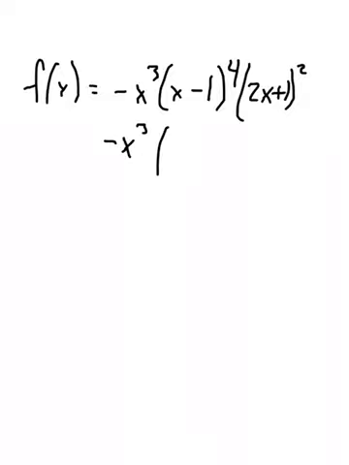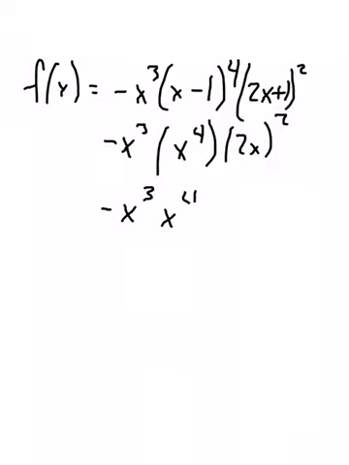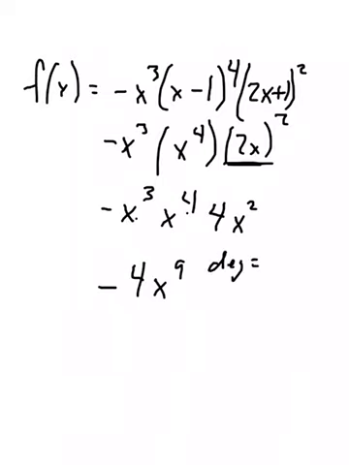So I have a negative x cubed, I have an x to the fourth, I have a 2x squared. Let's multiply these things back together. So negative x cubed, obviously just negative x cubed, x to the fourth. That 2x is all being squared there. That whole 2x was the term inside the factor that I have to square. So 2 squared is 4, and x squared is x squared. So now I can see I have a negative 4 for my leading coefficient. I have x to the third, x to the fourth, x to the second. That gives me x to the ninth. So my degree is 9.